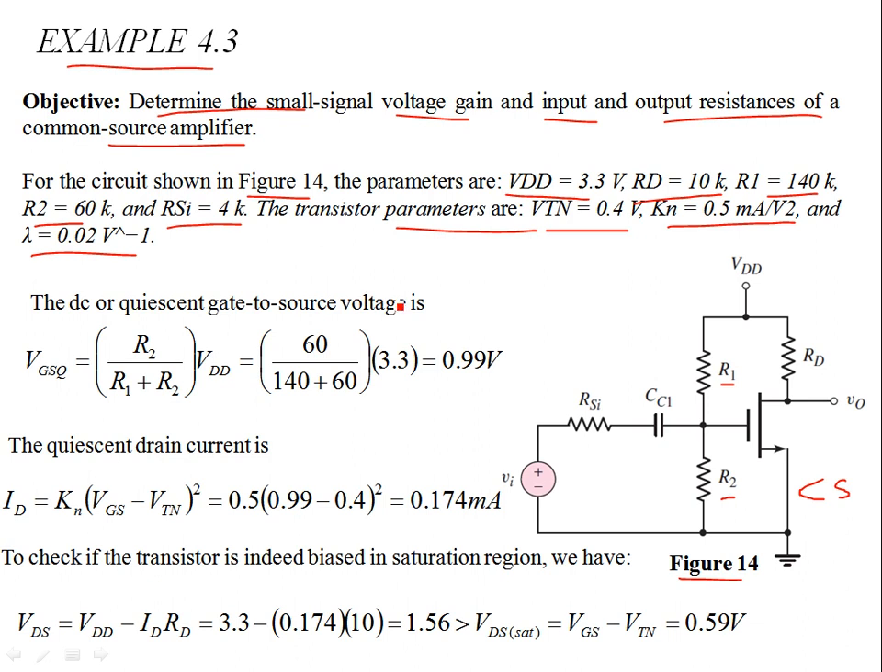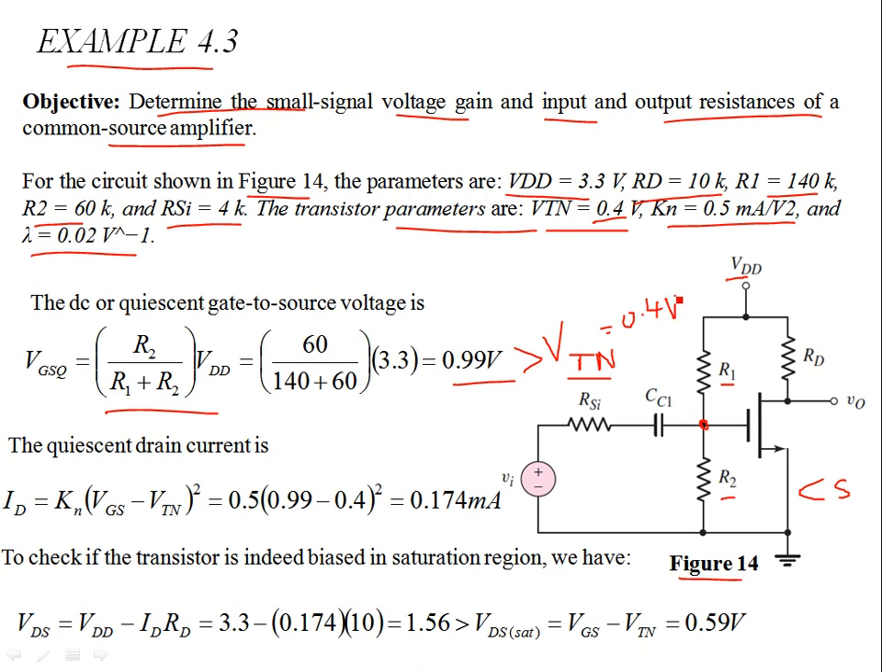To start with, let's first find what VGS is. VGS, whatever you find, should be at least greater than the threshold voltage, because that is required to turn on the transistor. So with VDD, if you apply the voltage divider over here, it is given as R2 over R1 plus R2 times VDD. You plug in the values of the resistances, R1 and R2, 140 and 60. So R2 is 60, and 60 over 140 plus 60 times 3.3 is 0.99 volts. If you compare this with the threshold voltage, which is given as 0.4 volts, your transistor is on.